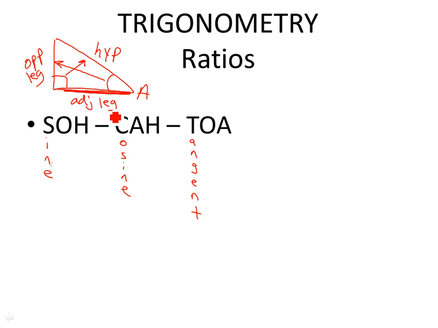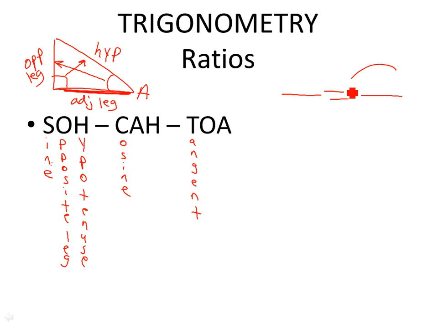So the sine is always the opposite leg over, what's H stand for? Hypotenuse. That's the ratio. And all we've been doing here lately is setting up proportions. Well, now all you're really doing is setting up that one ratio.